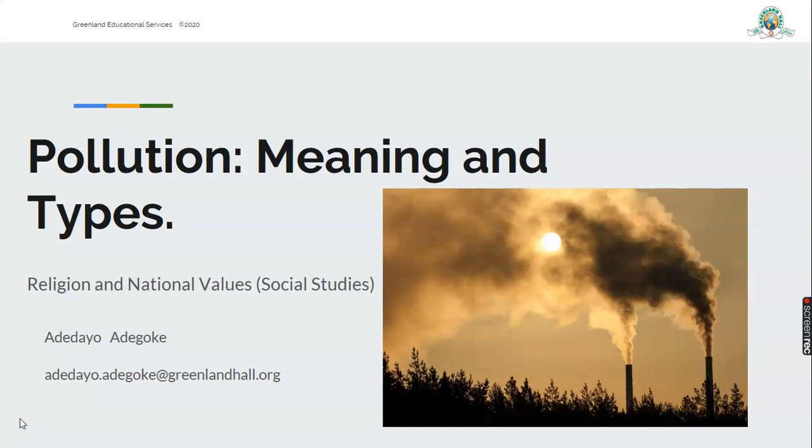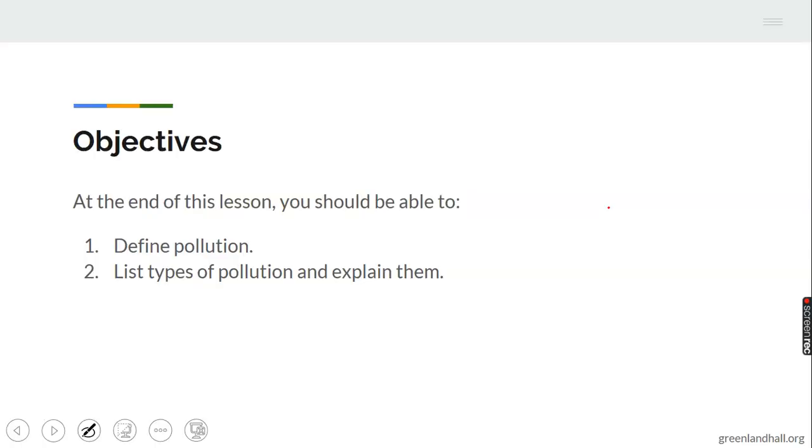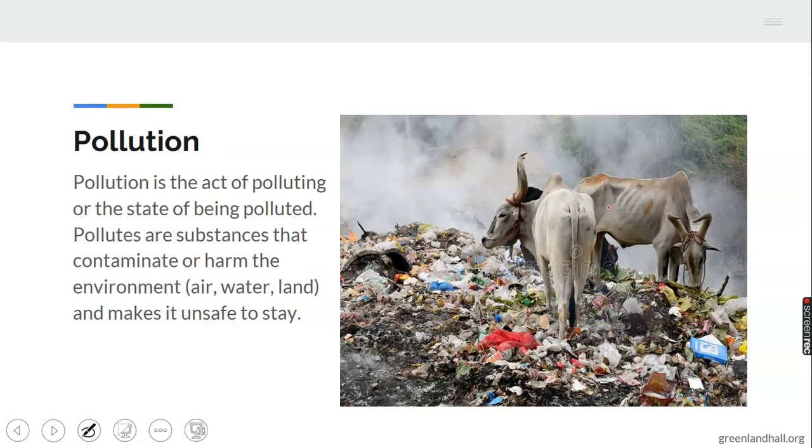Our subject for today is Religion and National Values, Social Studies, and our topic is pollution. Today, we are going to be looking at the meaning and types of pollution. Look at the screen. We are going to see some machines bringing out fumes, that's smoke, and the thing is covering the atmosphere. That's one example of pollution that we have. We are going to be seeing what pollution is and the types that we have. At the end of this lesson, you should be able to define pollution and list the types of pollution we have and explain them.